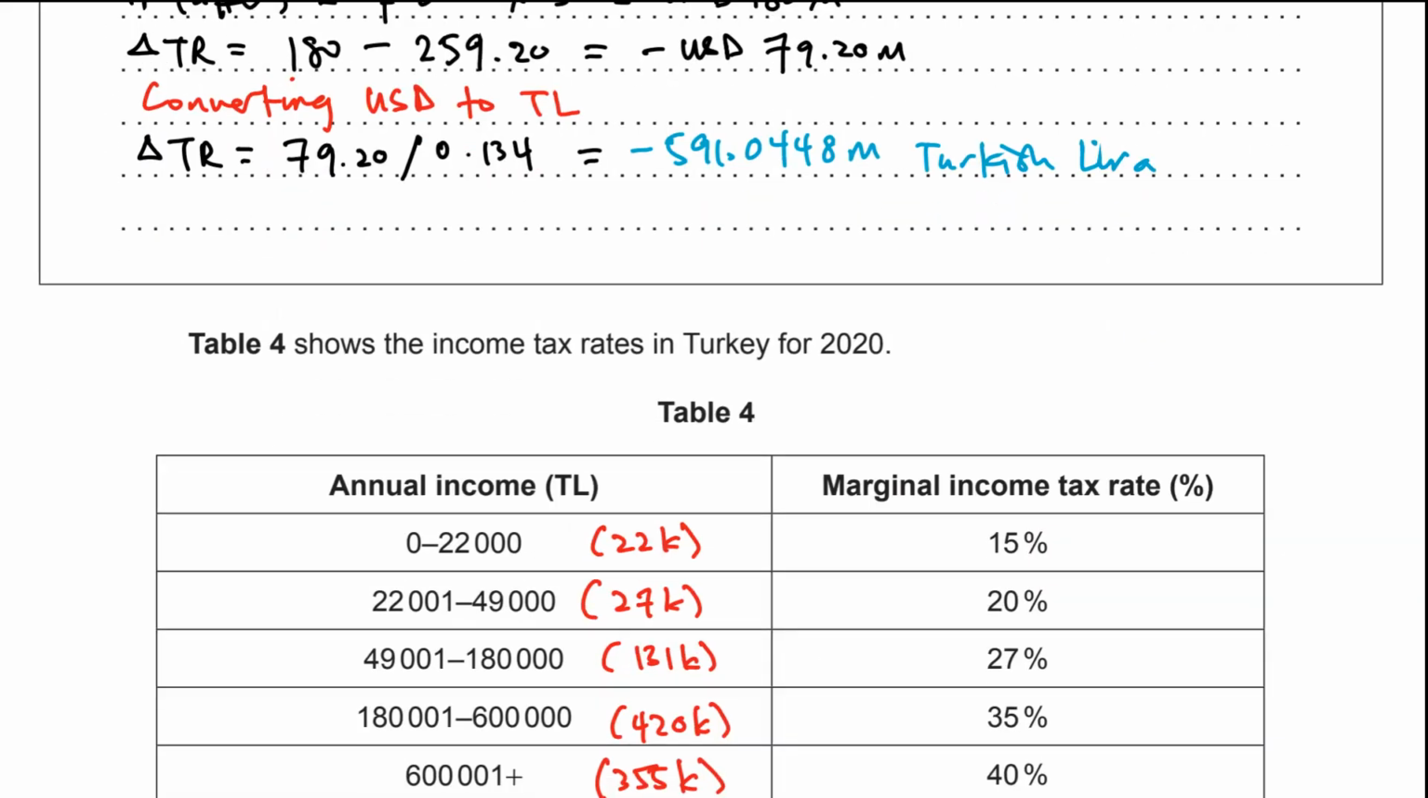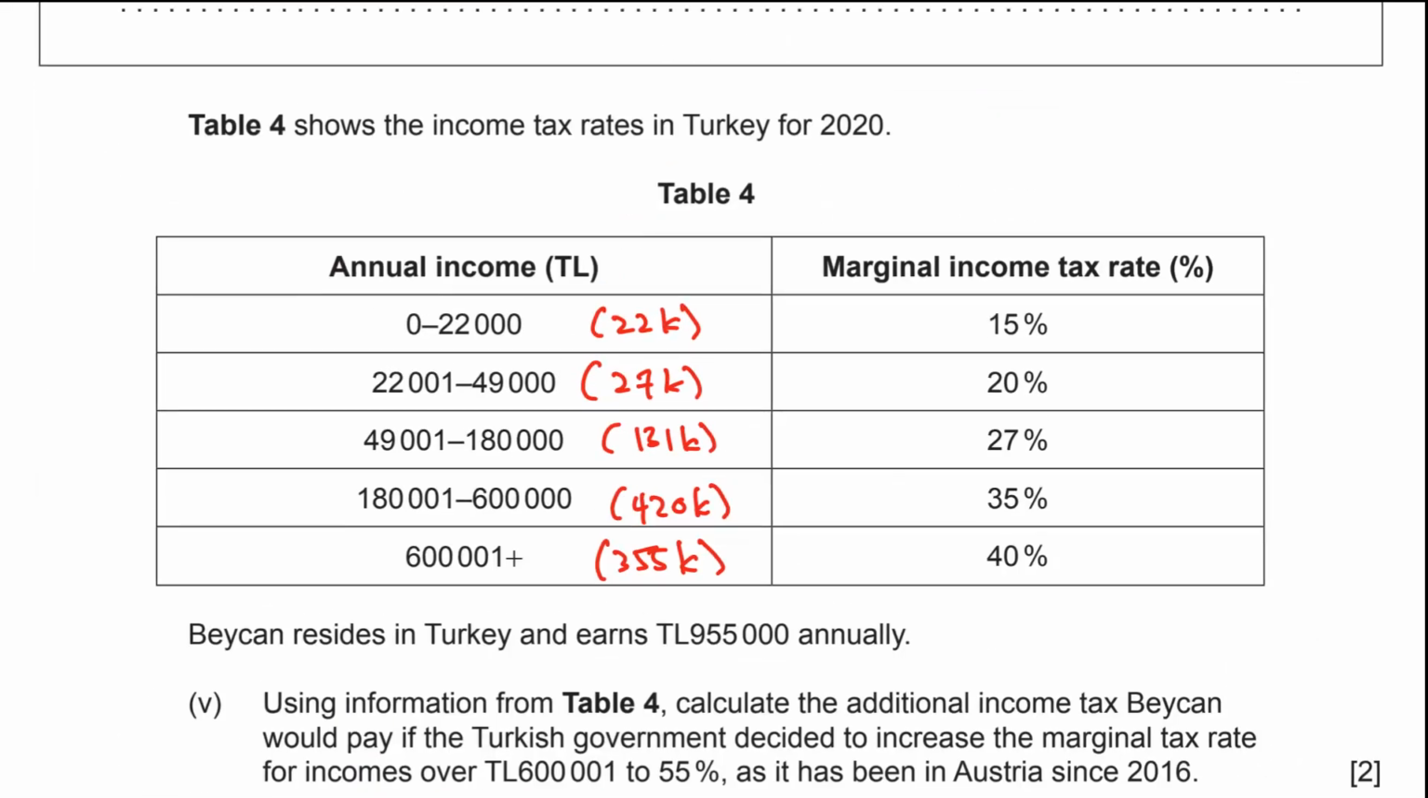All right, just over here. Now, what we have here is a table. Table 4 shows the income tax rates in Turkey for 2020. So what we have is this list of annual incomes from 0 to 22,000, 22,001 to 49,000, etc., etc.